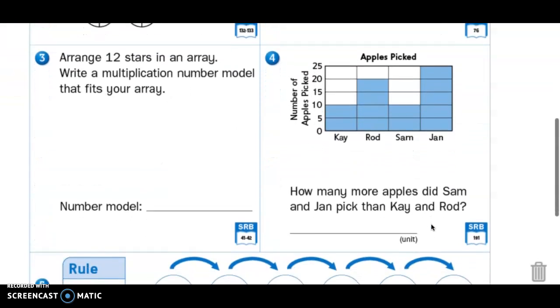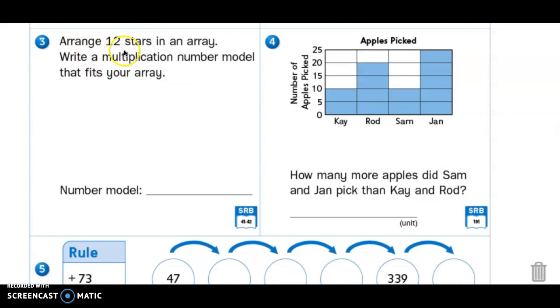Number 3, arrange 12 stars in an array. You have 12 total. Make an array. Remember, an array has even rows. There are the same amount of stars in each row. Very organized. That's what an array is. Then write a multiplication number model that fits your array. What's your number model? So draw the stars.